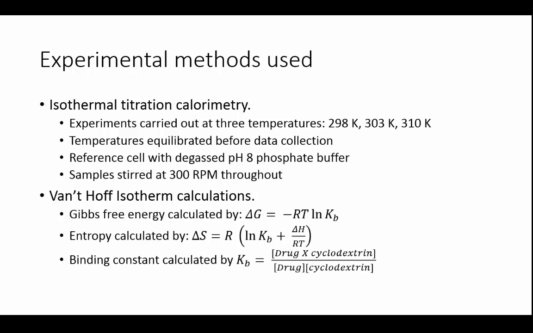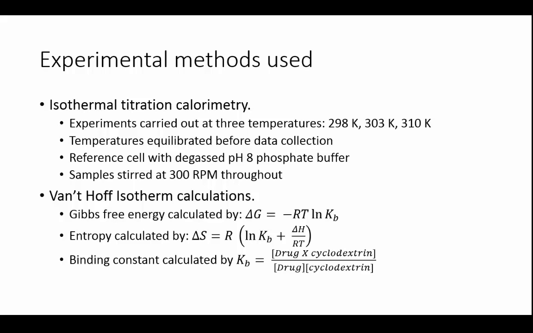The reference cell contained degassed pH 8 phosphate buffer where there was no significant mass loss after degassing. The samples were then stirred throughout the experiment at 300 revolutions per minute whilst the data collection was carried out. This was to ensure that nothing dropped out of solution.